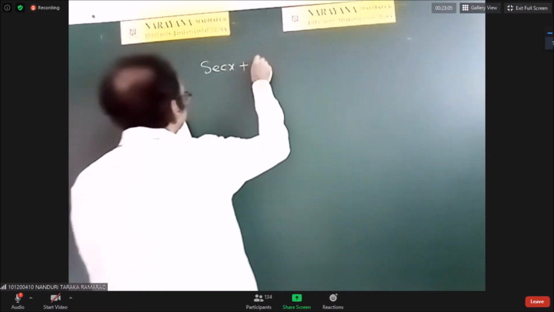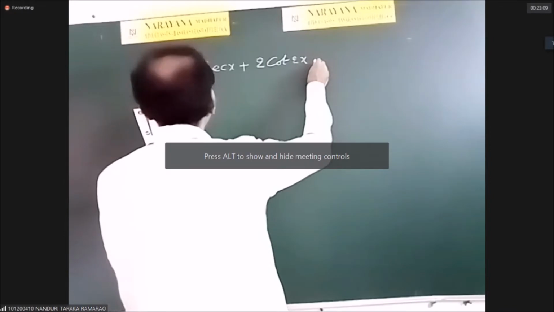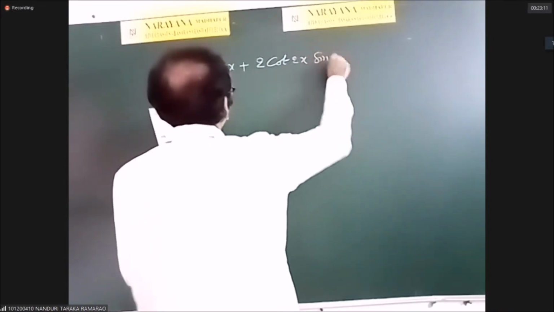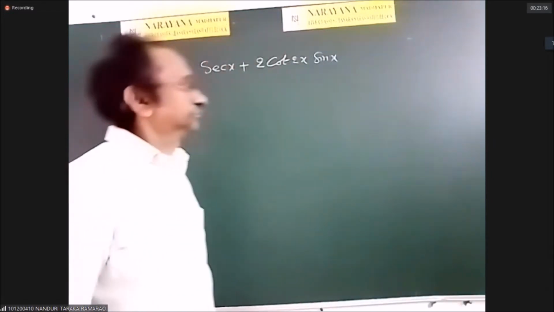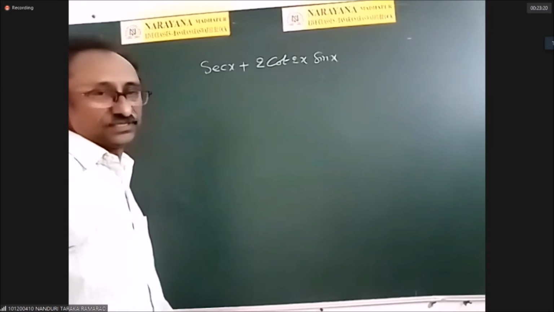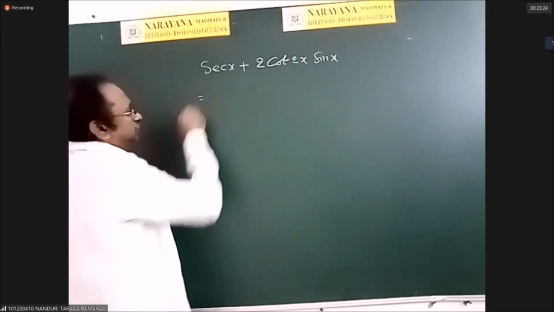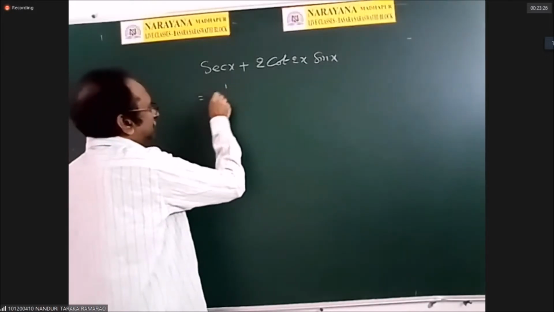Secant x plus 2 cot 2x into sin x. So what is the range of this? That is the question. So this is equal to, what is secant x?